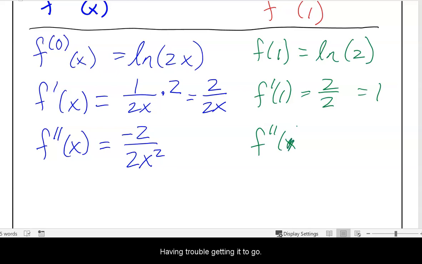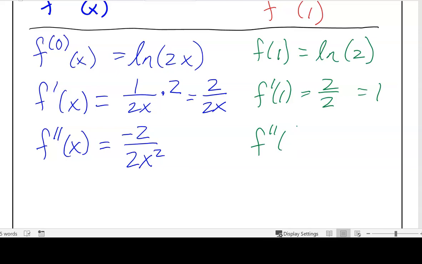I'm having trouble getting it to go. Whew, boy, it's slow. Okay. We'll see how long this lasts. I probably should have shut down my computer and restarted it.